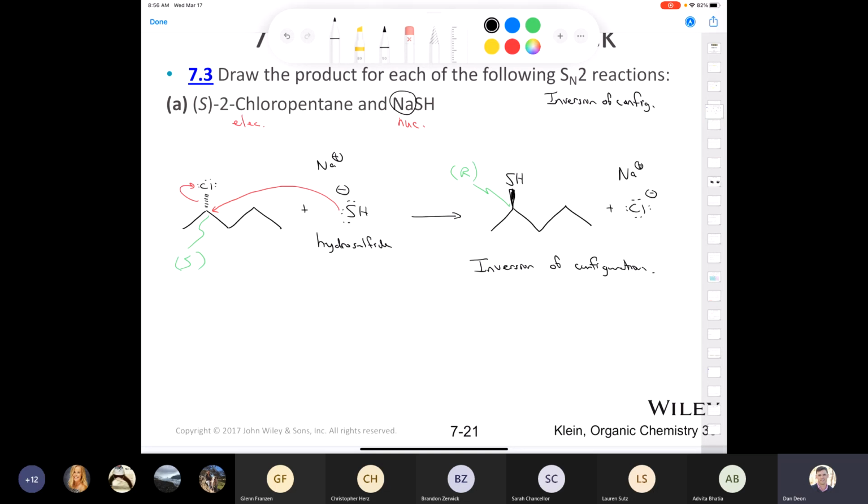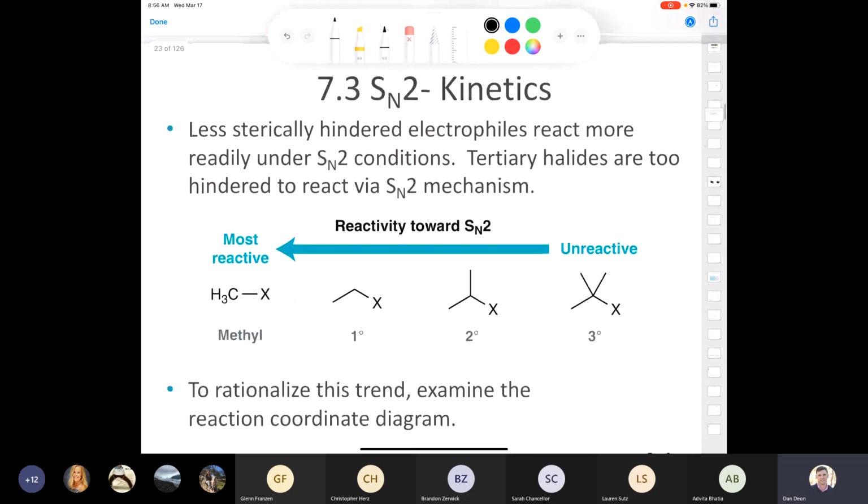Great. Excellent. Well, let's move on from there and talk about the kinetics. Gen Chem 2 keeps rearing its head in organic chemistry. Well, it says here that less sterically hindered, so that means less bulky, electrophiles are going to react more readily under SN2 conditions, and tertiary alkyl halides are too hindered to react via the SN2 mechanism, right? What does the SN2 mechanism involve? It involves a nucleophilic attack and a loss of leaving group occurring together, SN2 together.